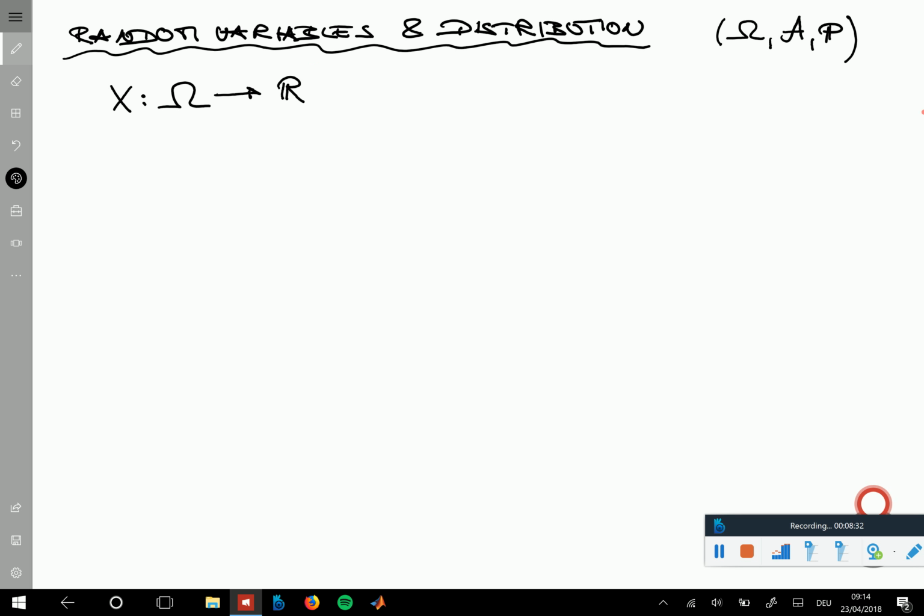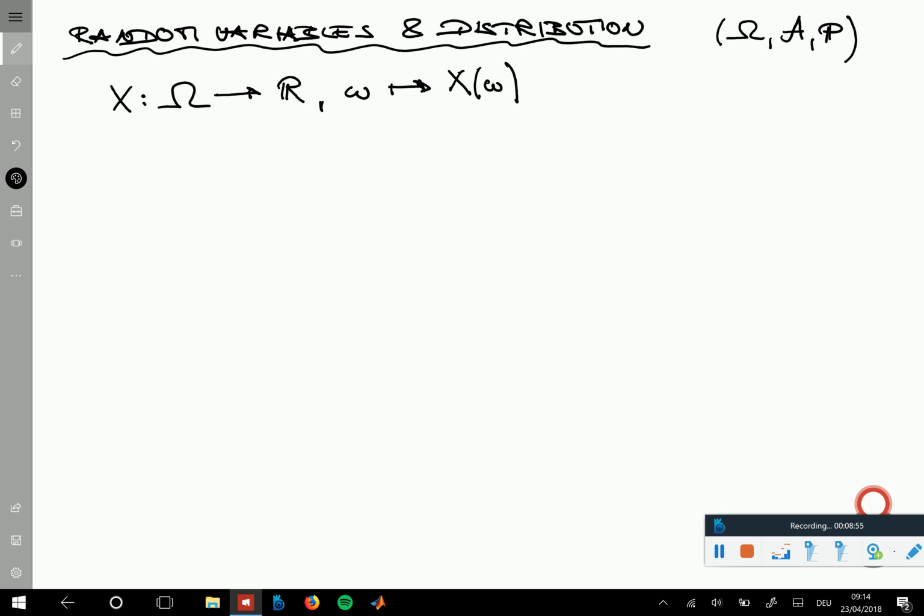So what does that mean? Well, it means, like for a function, it takes an element of its domain, so an elementary outcome in this case from the outcome space, and maps it to a value, which is called X(omega), and this is a real value, right?